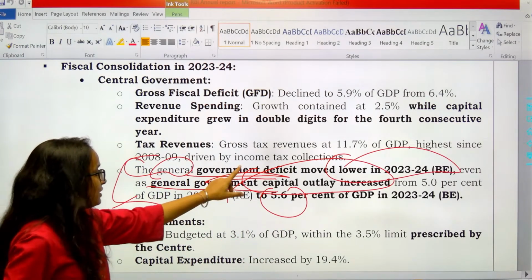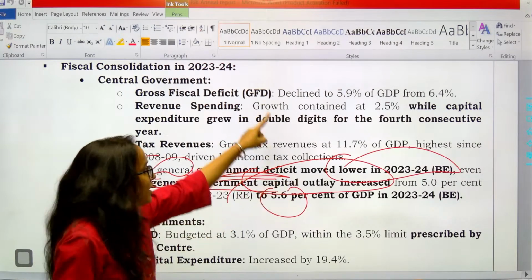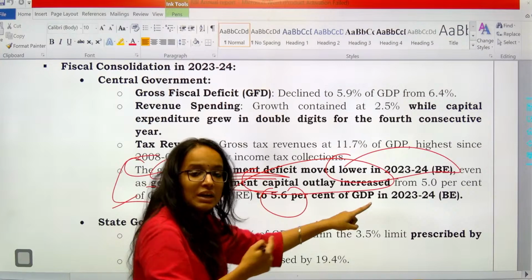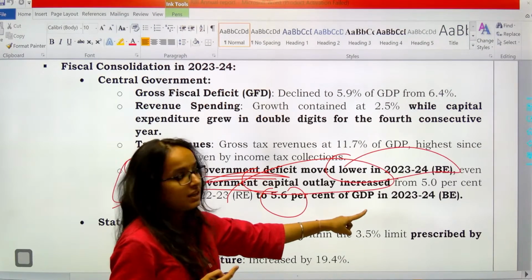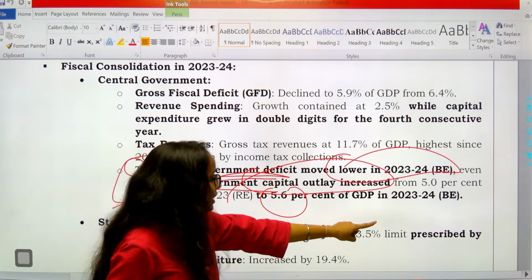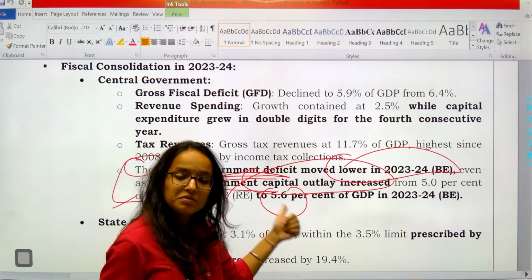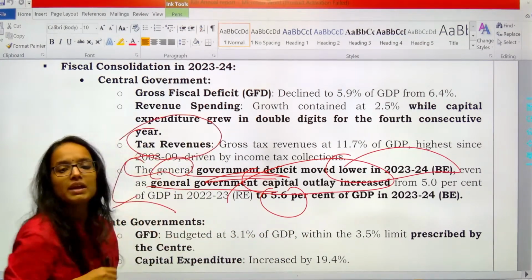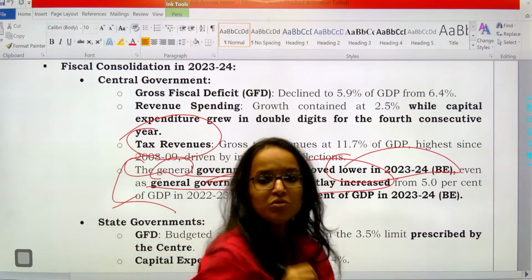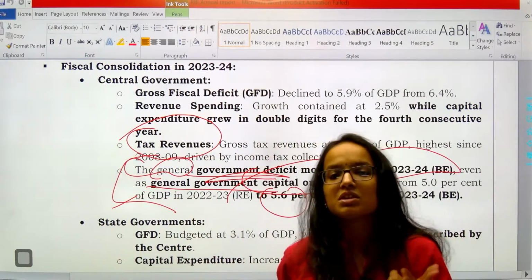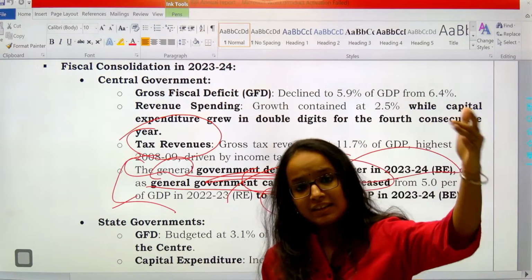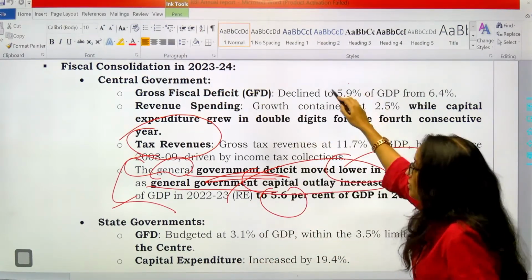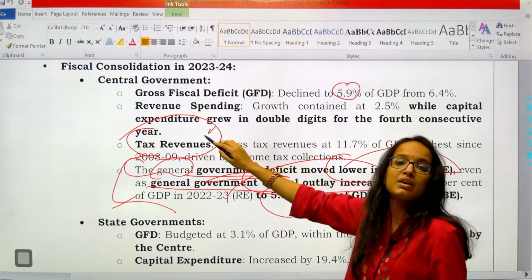The report says that the government deficit has moved lower, as you all know, to 5.9, given more capital outlay presented by the government in the budget. More capital outlay as compared to the previous year. This shows what? Contribution of taxes. So the government has not cut down on its capital expenditure, which is necessary for economic growth. Despite increasing capital outlays and expenditures, the government has managed to reduce the fiscal deficit. That shows your revenues have increased.